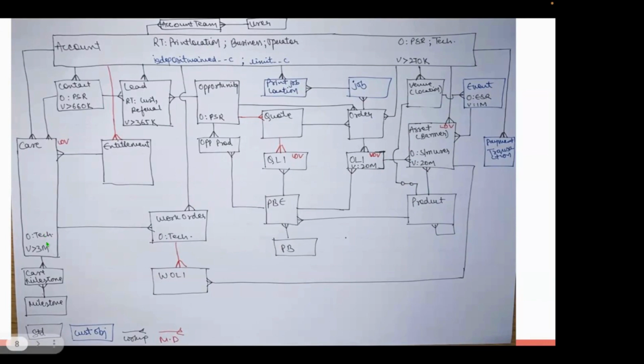It's owned by a technician. There are around 3 million users and records of case. And we have milestone as well as entitlement for SLA processes. And we'll have work order as well as work order line item, where technicians will be helping via those cases.